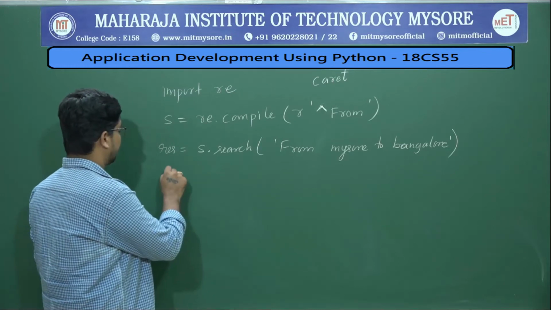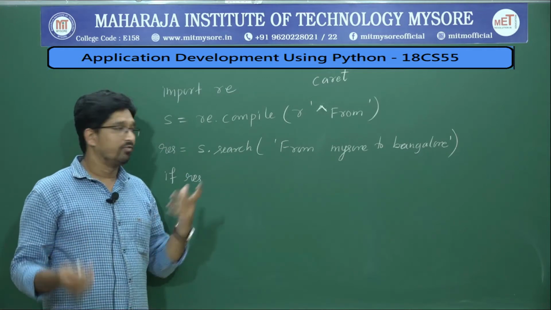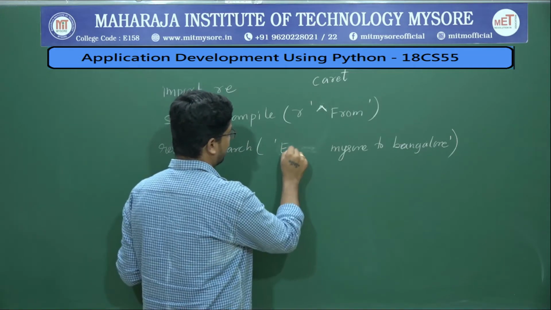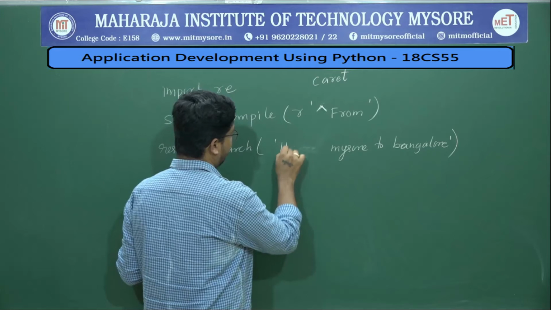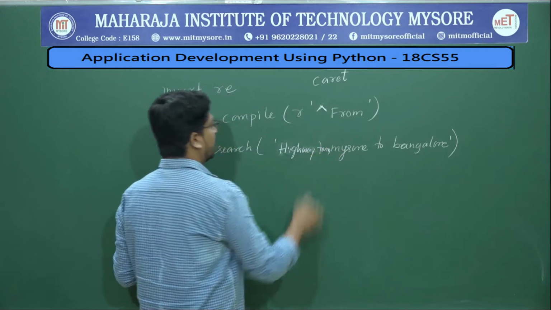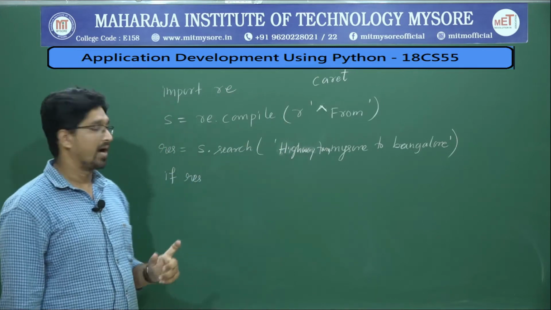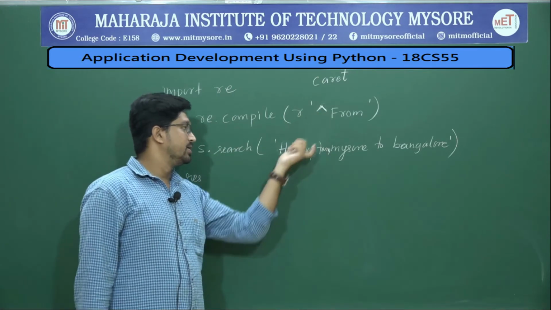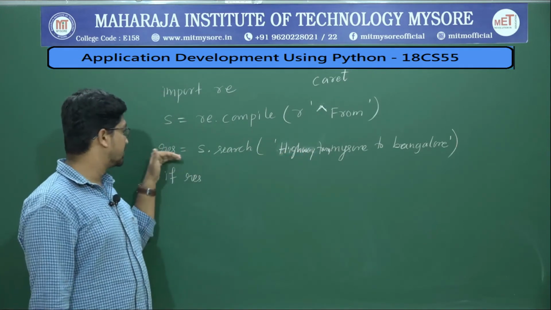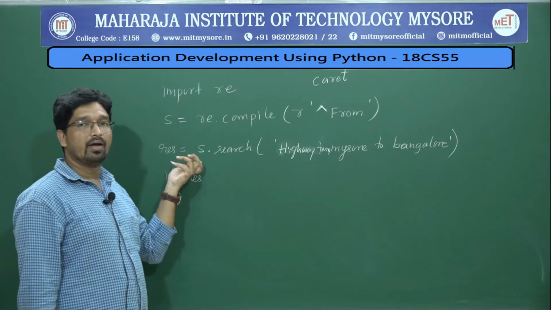Okay, if of res, if search is not found, let us say I write the input as highway from Mysore to Bangalore. Then it will search whether it is starting with from. No, it is not starting with from. Then obviously your result object will be None, which means it does not contain any information.